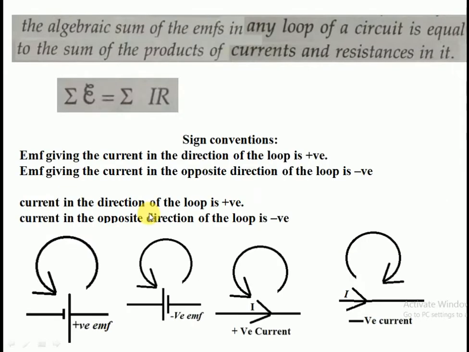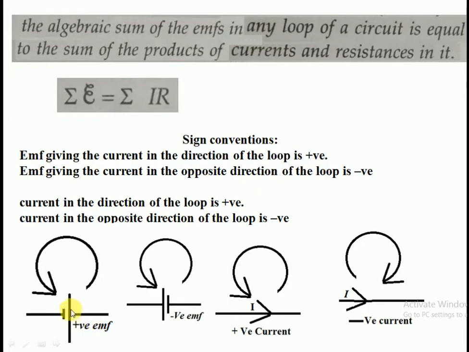And the second law says the algebraic sum of EMF across a loop is equal to the algebraic sum of the product of current and resistance across the loop. So for that we have to use the sign convention. A cell giving current in the direction of the loop is positive. As you can see out here, a cell always gives current from the positive side.